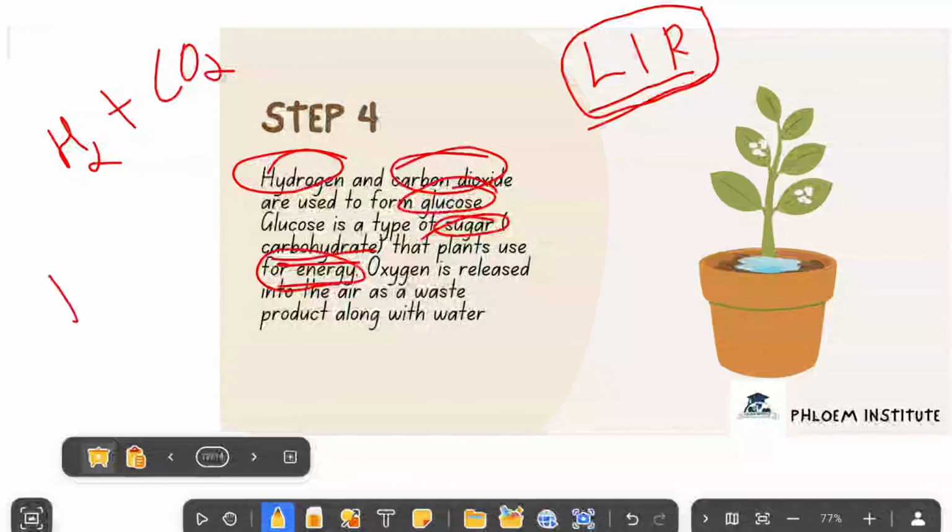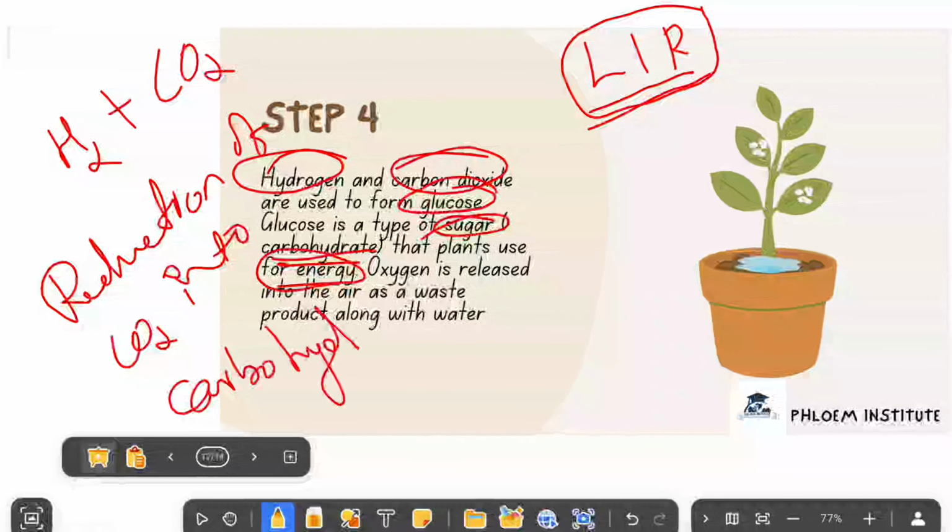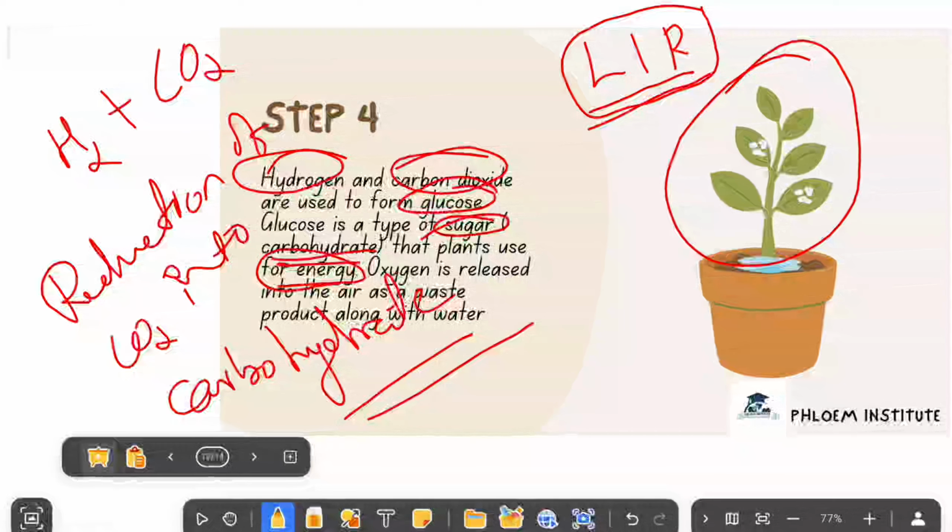So this step we will call the reduction of carbon dioxide into carbohydrate. Here what happened? We got the carbohydrate. Now these plants will use the carbohydrate to make energy. So this is what is happening in photosynthesis.